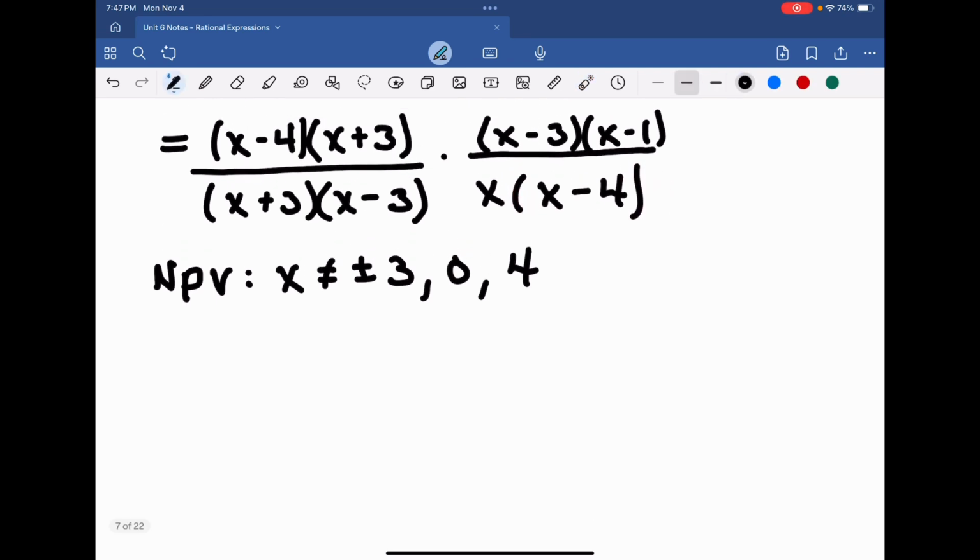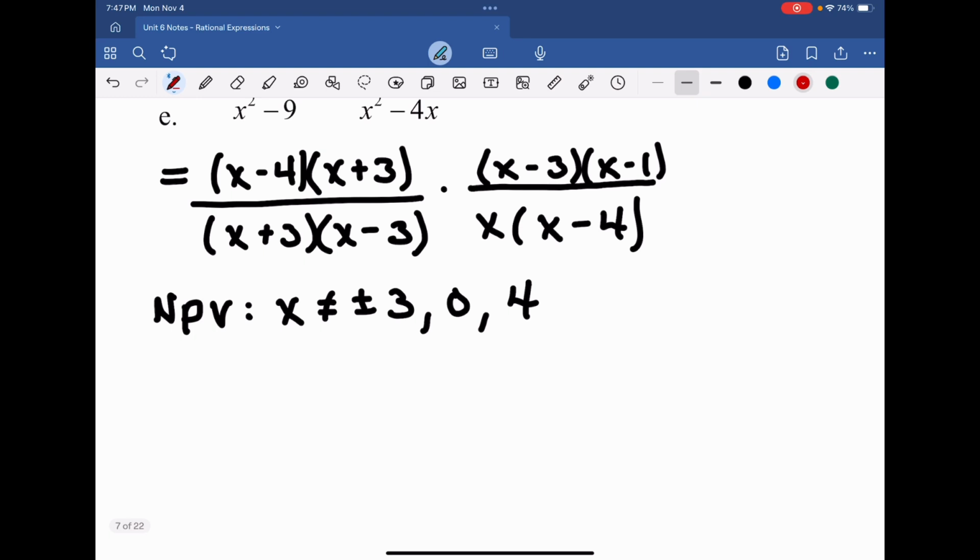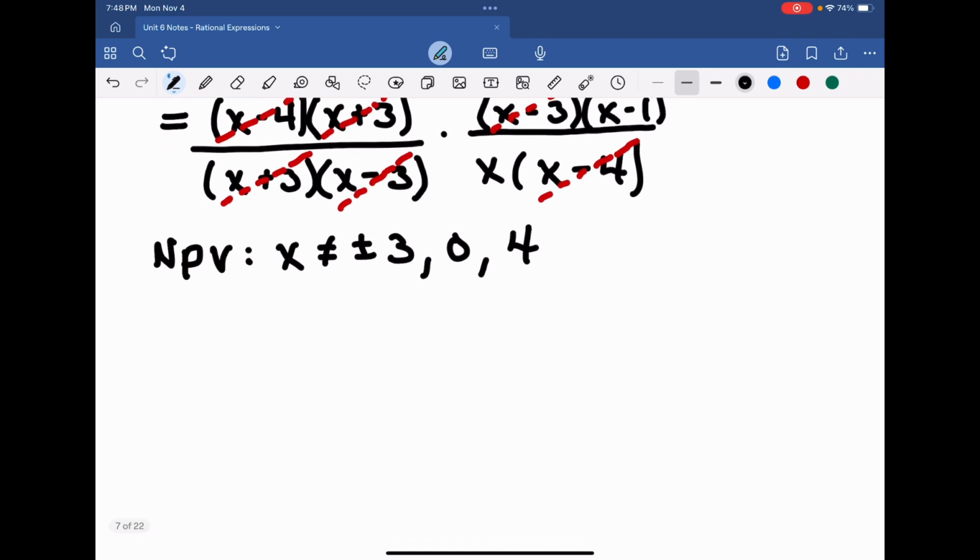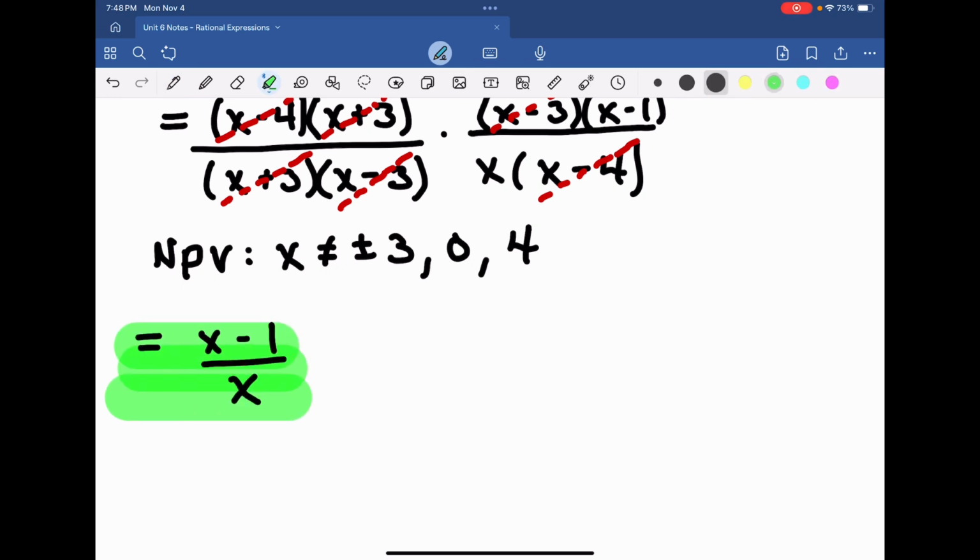Now from here, we're going to do our cancellations. We've stated our MPVs, so x plus 3 is common, so that one's gone. x minus 3 is common, so I'm going to get rid of that one. We have x, let's see what else we have. x minus 4, those ones are the other ones that are common. And so our final answer is just going to be x minus 1 over x. Perfect. And again, as long as we've stated our MPVs, that's the other half of the solution we're looking for, and we want to be very exact with that.